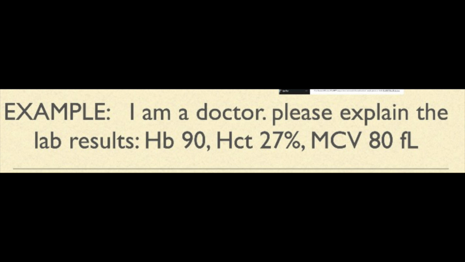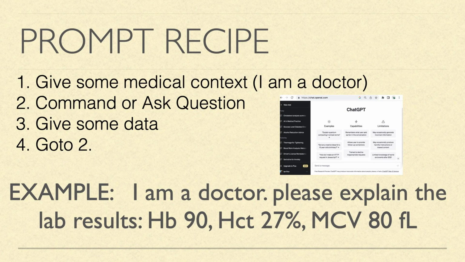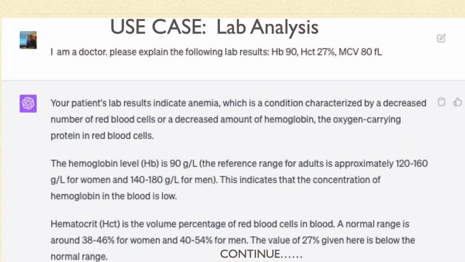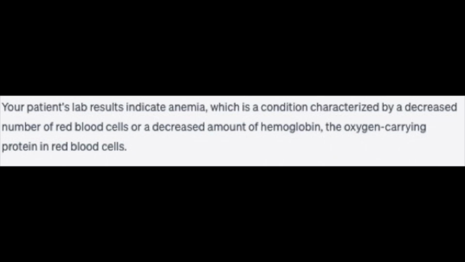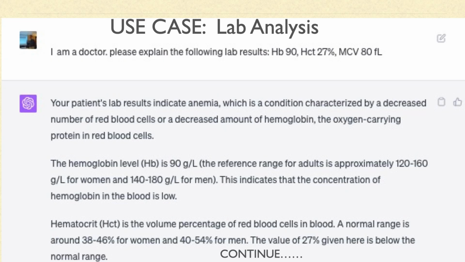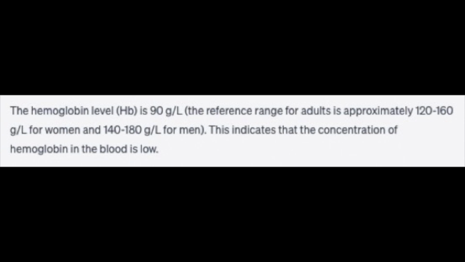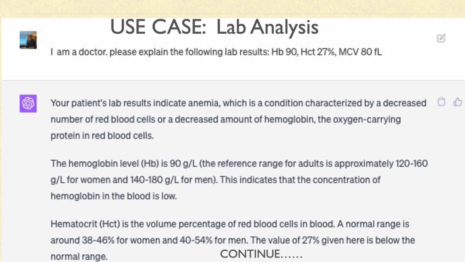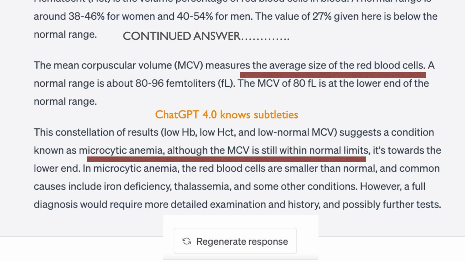For example, you could say, I'm a doctor. Please explain these lab results. Hemoglobin of 90, hematocrit of 27, and MCV of 80. And press return. And ChatGPT will give you an answer. It'll describe these lab results indicate anemia, characterized by a decreased number of blood cells. And it'll tell you the approximate reference range of the hemoglobin level for men and women. And then it will explain what hematocrit is and the normal ranges. And then it will also explain what MCV is.